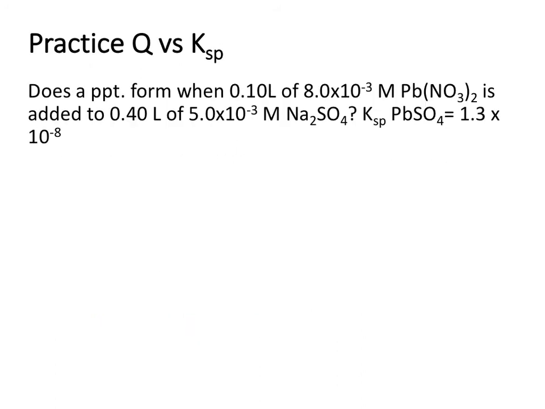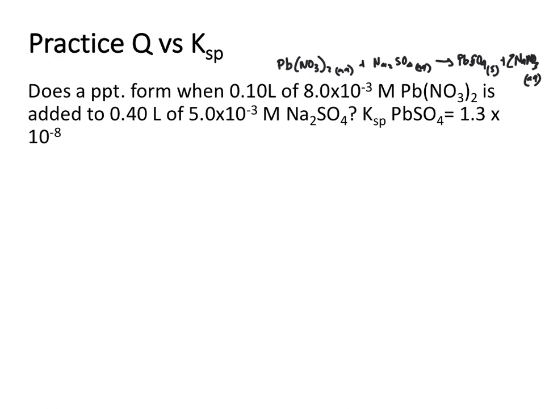So we're going to compare Q and K in this particular problem. They want us to determine if a precipitate is going to form when we mix lead nitrate and sodium sulfate. When we mix lead nitrate and sodium sulfate, we get a double replacement reaction as follows. We can see that this is the double replacement reaction, so lead sulfate is what's going to be produced. So guys, in this particular case, we are concerned about the precipitate that will form, which is PbSO4, and the ions that are related to that precipitate's formation.